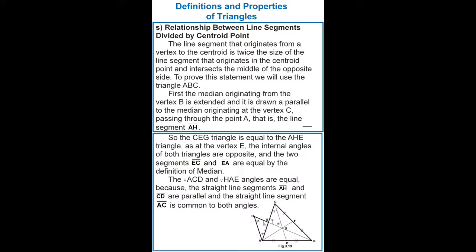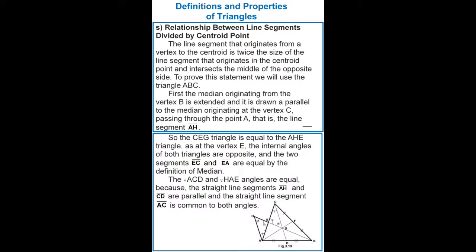First, the median originating from the vertex B is extended, and a line is drawn parallel to the median originating at the vertex C, passing through the point A, that is the line segment AH. The intersection of the extension of the median that originates at the vertex B with the line parallel to the median of vertex C that originates at the vertex A results in the point H.